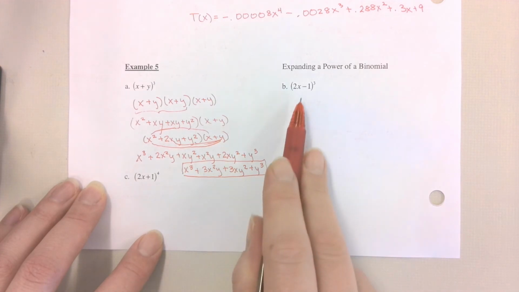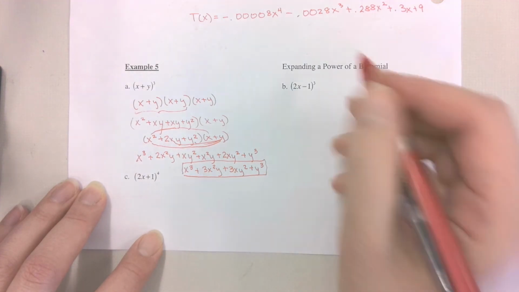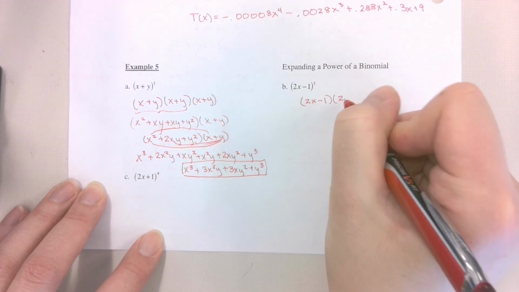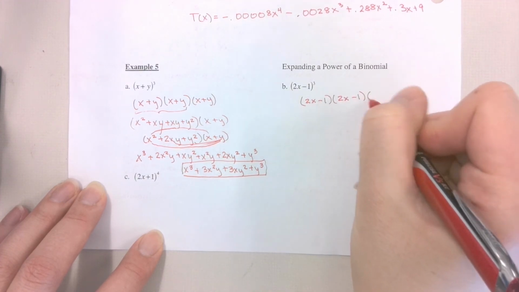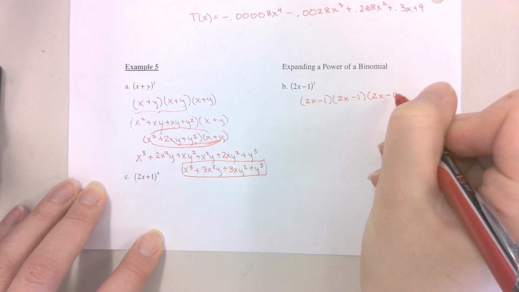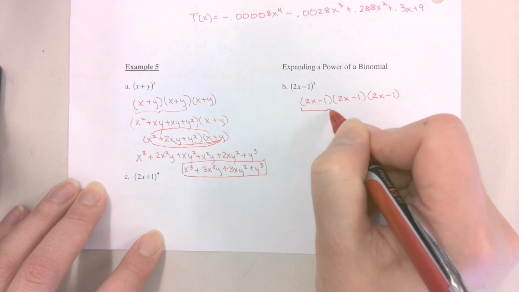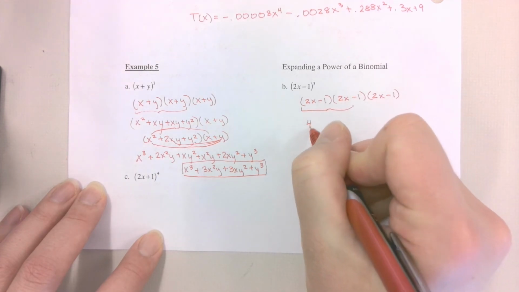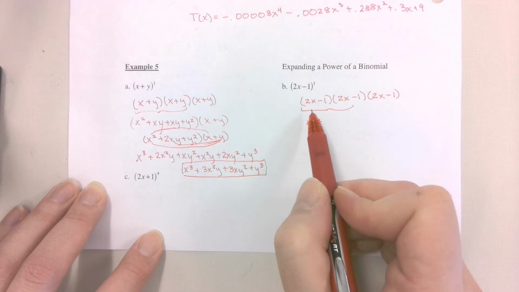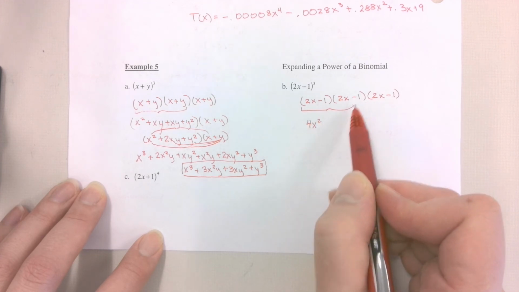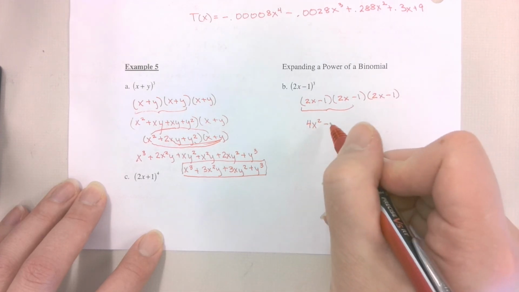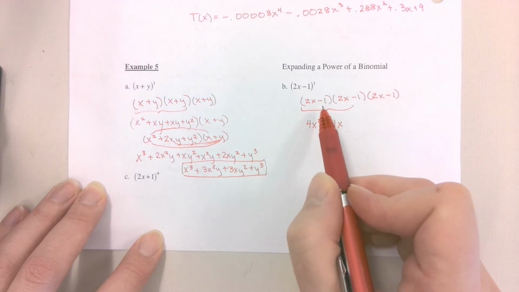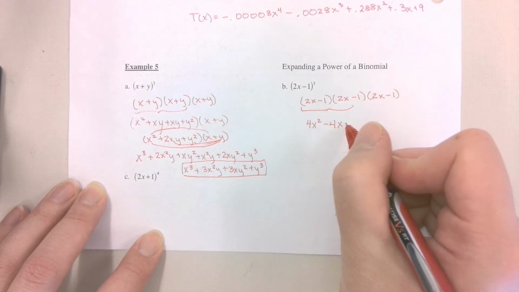All right, so I have the same thing here with my 2x minus 1. So I'm going to write it out 3 times. And again, I'm just going to focus on 2 of them and bring this down. So 2x times 2x, well, that's 4x squared. And I'm just going to go ahead and put this together. I get a negative 2x and a negative 2x, so a negative 4x. And then last would be negative 1 times negative 1, so positive 1.